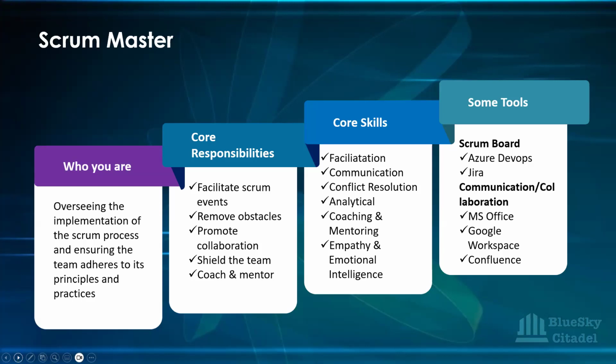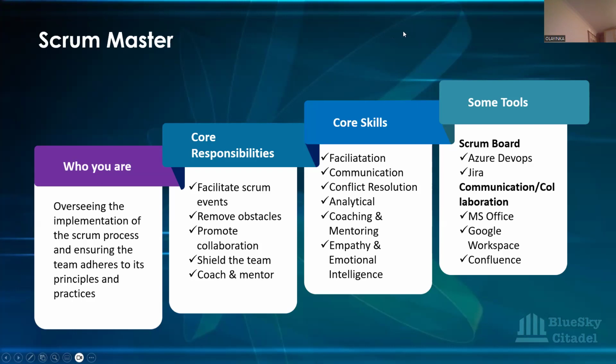anything blocking the team, any problem they are having that is not allowing them or that is disturbing them from doing what they need to do. You are the person that oversees the removal. So the team might be able to remove it themselves. That's good. If they are not, then that's for you to remove, but that's part of your core responsibilities. You promote collaboration and communication within the team. You shield your team. You protect them from anything that would distract them from doing what they need to do. You also coach and mentor them on the Scrum processes so that they have an understanding of it.